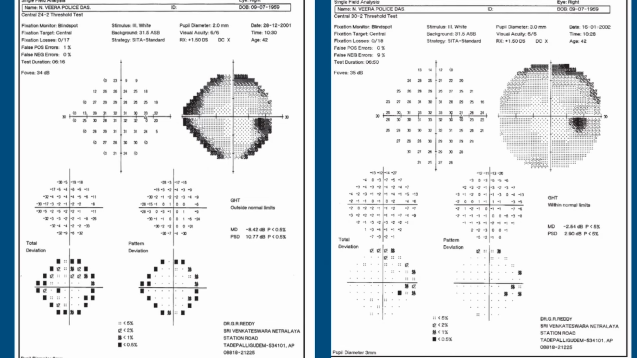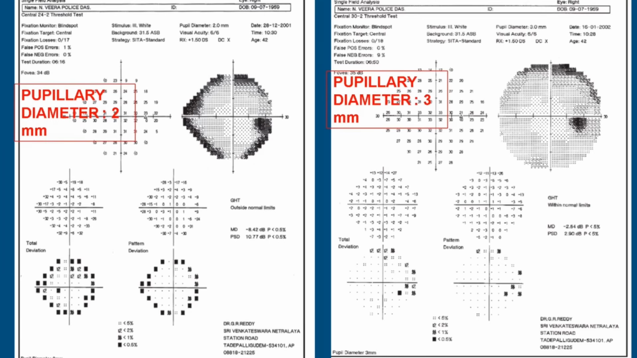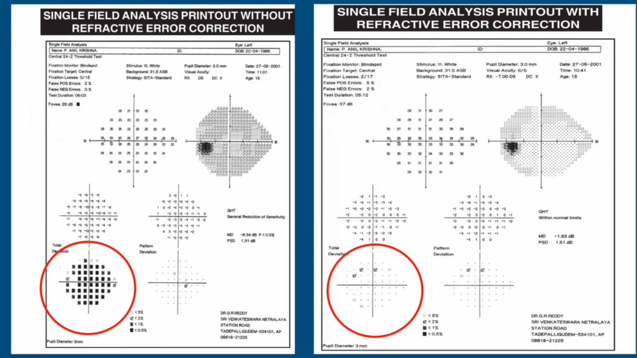The visual field printouts shown here belong to the same patient. They were taken at 2 different times. During the first test, the patient was on pilocarpine, and therefore we can see there were edge scotomas because the pupillary diameter was 2 mm. Whereas when the pilocarpine was stopped and pupillary diameter became 3 mm, even on 30-2, the printout was normal.